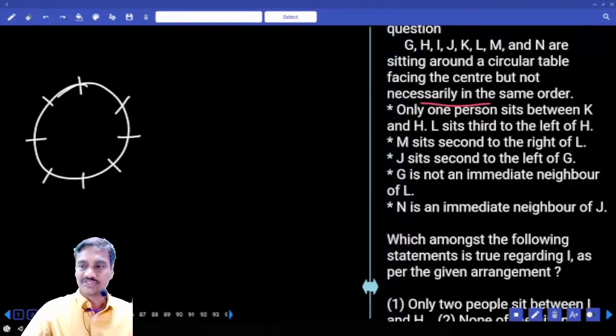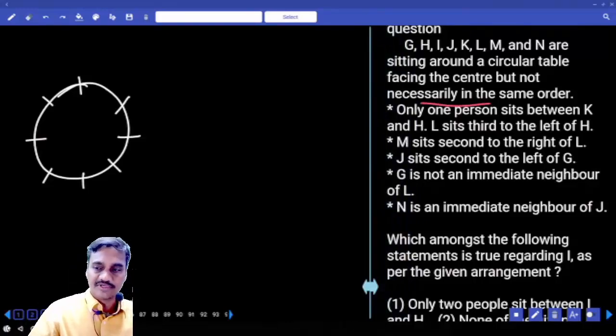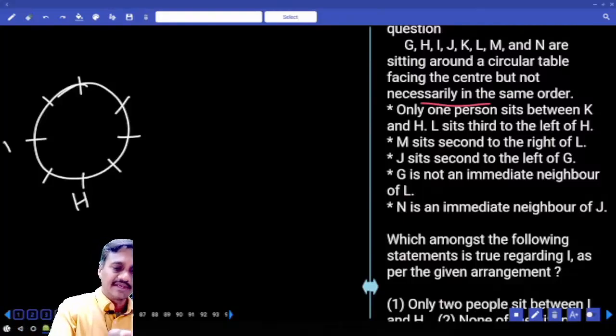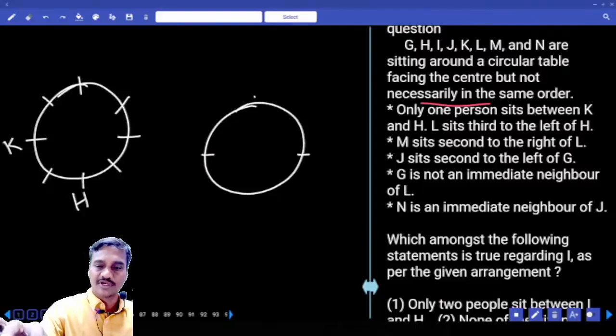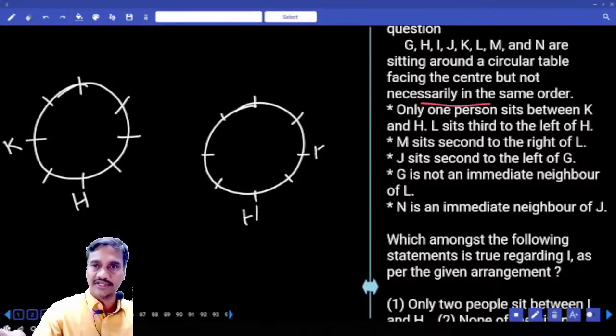And only one person sits between K and H. How many persons in between K and H? There is exactly one person. If H is here, K can be either to the left hand side or to the right hand side because only one person is between H and K. Then H is at this place, K is here.